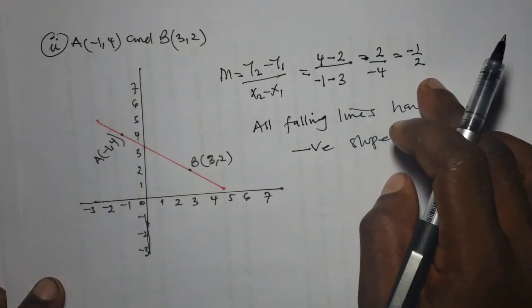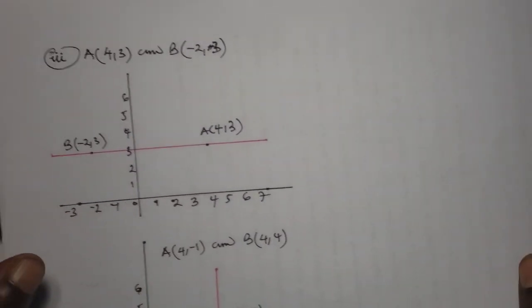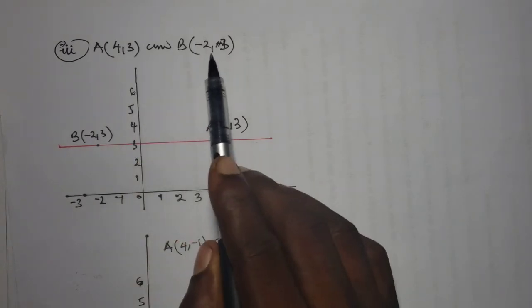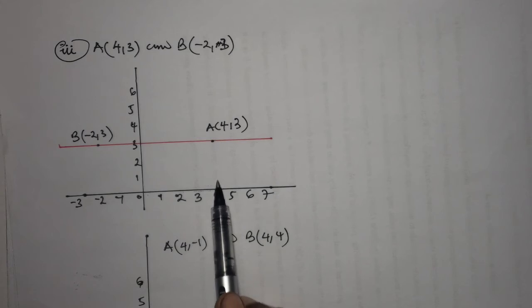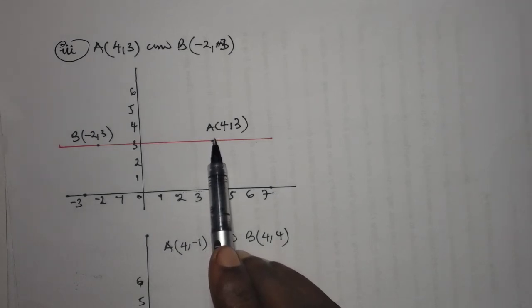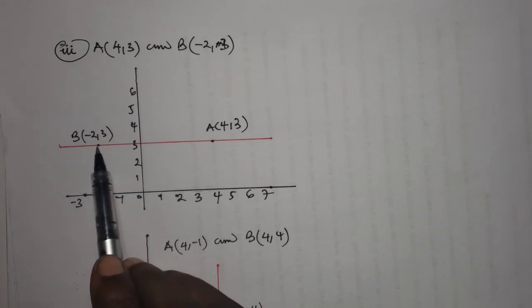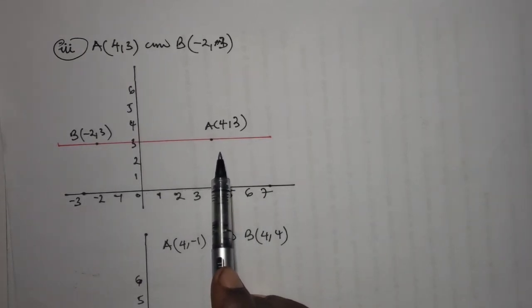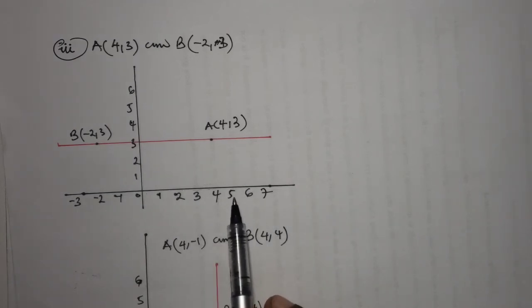Now for the third example, we have the point 4, 3, negative 2 and 3. So we plot. So 4, 3 is here. And then the other point is what? Negative 2 and 3 is here. So we put the line. And what do we see here? That this line is what? A horizontal line, because the line is parallel to the x-axis.